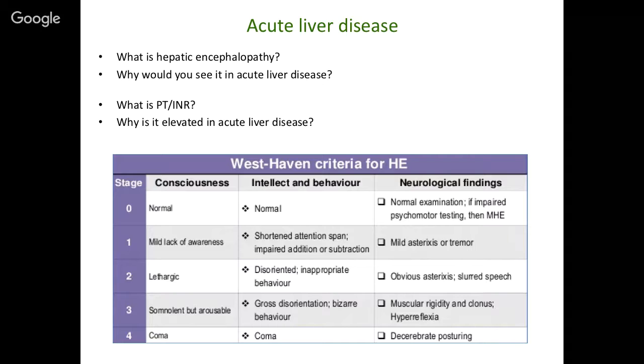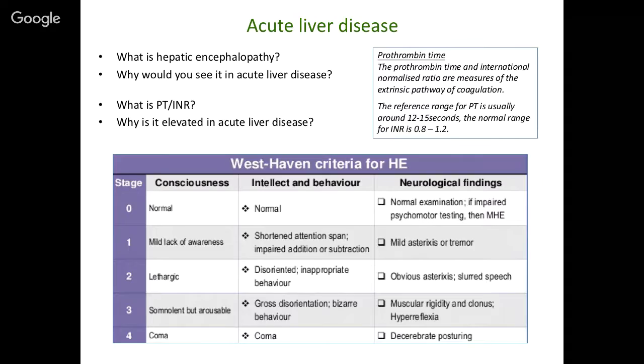So whenever you look at pathology, always take it back to the function. So what does a liver do? It clears toxins, and it's involved in the production of clotting factors, okay? So that's why you get an increased INR and you might get hepatic encephalopathy in acute liver disease.